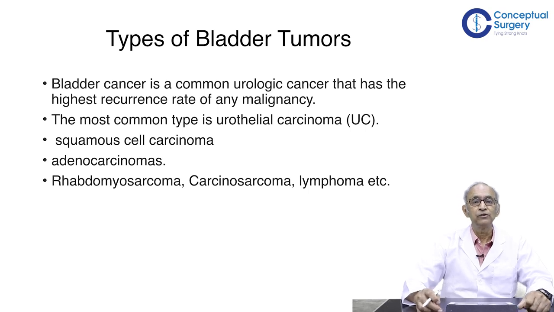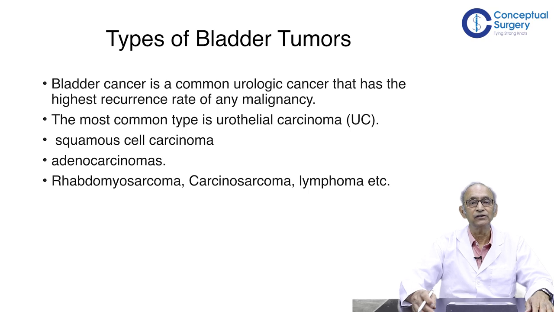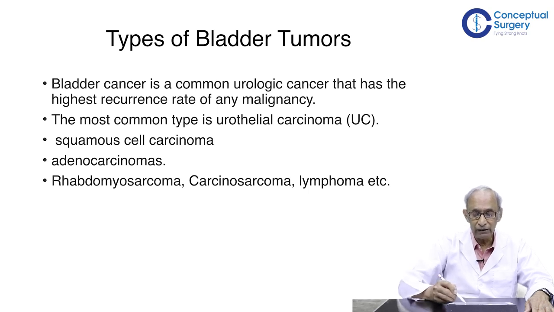What are the different types of bladder tumor? It's a common urological cancer, right? Highest recurrence rate of any malignancy. For example, if you treat a case today, it's quite likely that it recurs several times during the first year after the treatment. So this is one of the phenomena that you have to keep in mind when you are treating bladder tumor. And the most common variety, like I said, is urothelial carcinoma.